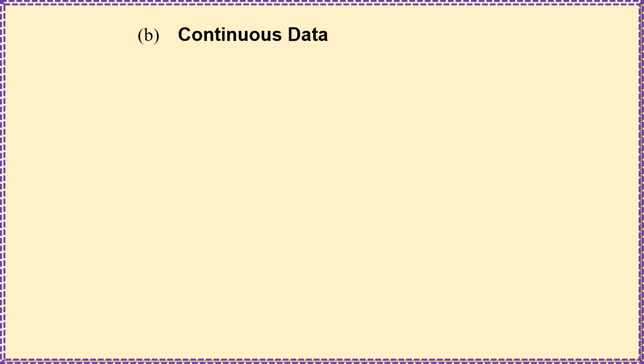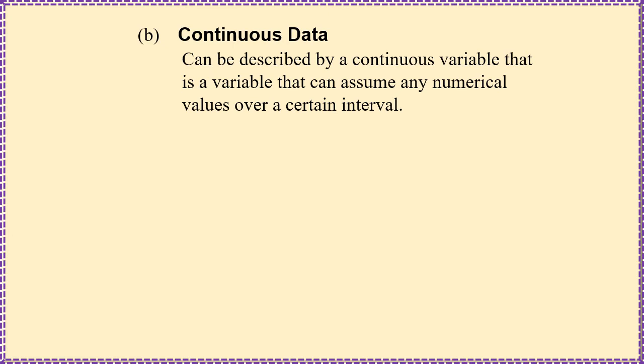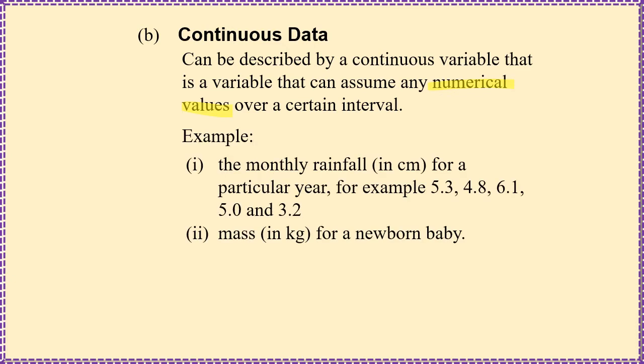So what is continuous data? It can be described by a continuous variable, that is a variable that can assume any numerical value over a certain interval. So we can take any value, all the points, if we have significant figures or decimal points, we can consider it. For example, the monthly rainfall in cm for a particular year. We may have 5.3, 5.32, 5.35, 4.8, 6.1 and so on. So we can take any value in between in the interval.